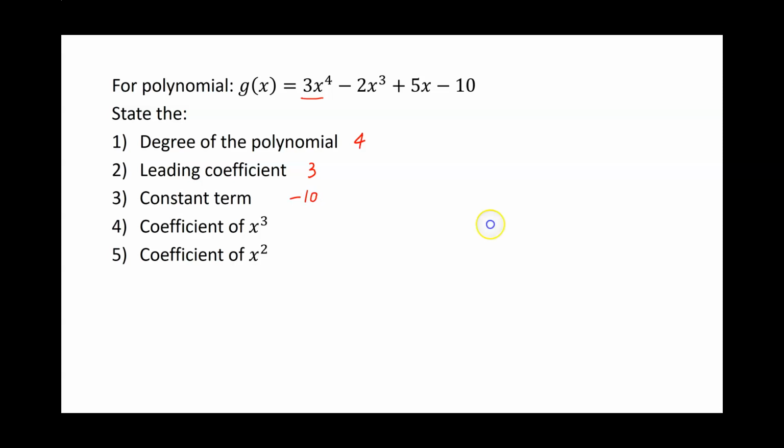Coefficient of x to the power of 3, we can see it is negative 2. And the coefficient of x to the power of 2. So you can see, is there an x to the power of 2? No. So can I say that x to the power of 2 can be written as 0 times x to the power of 2? Okay. And that becomes 0. That is the reason why the coefficient of x to the power of 2 should be 0.